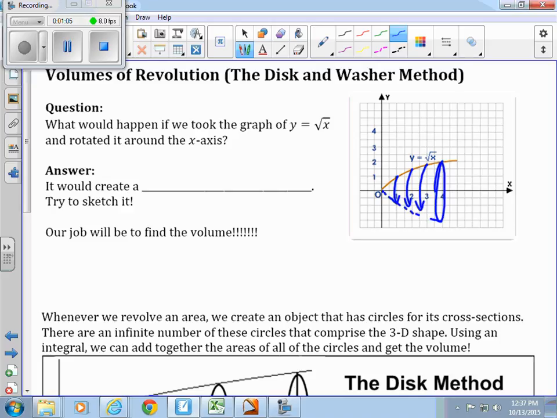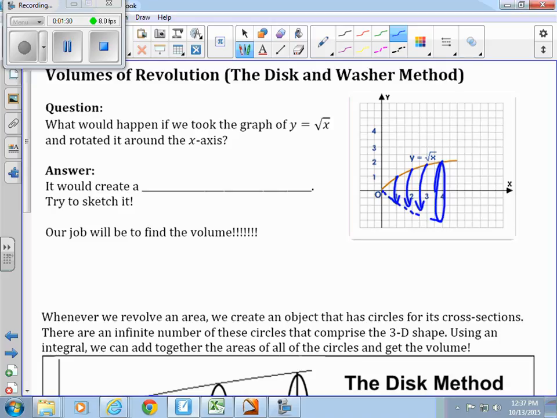Rotating it, swinging it all the way around the x-axis, creating a three-dimensional shape. Does everyone see it? That's the hardest part. The calculus is not that difficult, but being able to see what shape we're getting is the hardest part. Does anyone not see it yet?